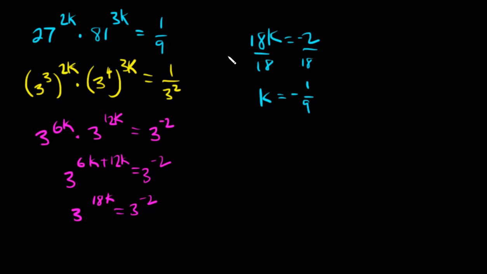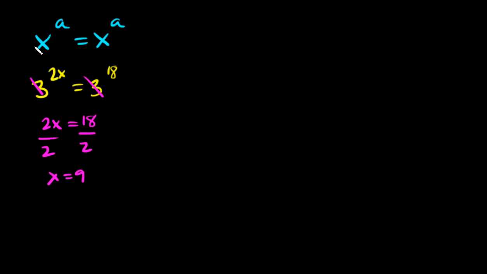Alright, this video is already 6 minutes and 30 seconds long. I'm not going to check this one. You could just substitute that negative 1/9 into here and there, see if it works out. But as you can see, we did 3 good examples, starting with the basic fact that x to the a is equal to x to the a.